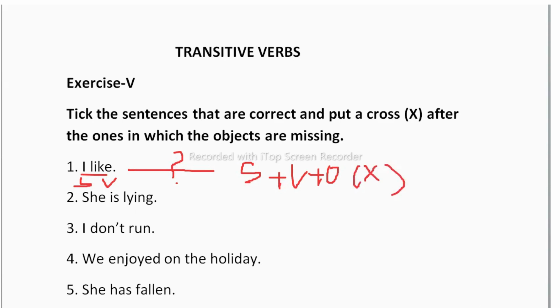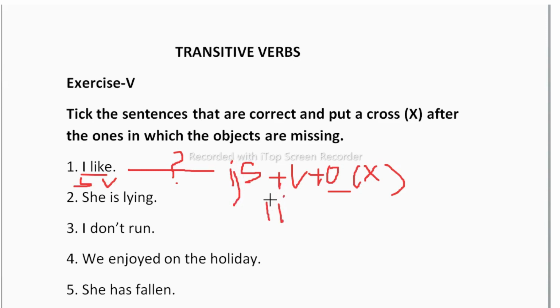Or you can also, if you want to identify whether the given sentence is transitive or intransitive, see first whether there is an object. If an object is there, then it is transitive, and if an object is not there, then it is intransitive. This is your first trick to identify transitive or intransitive.